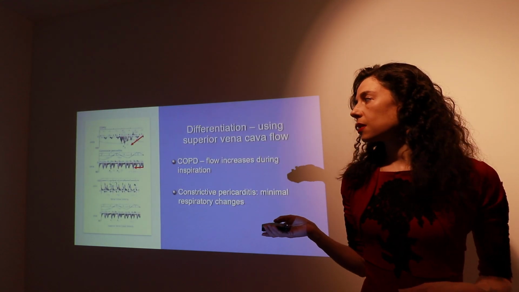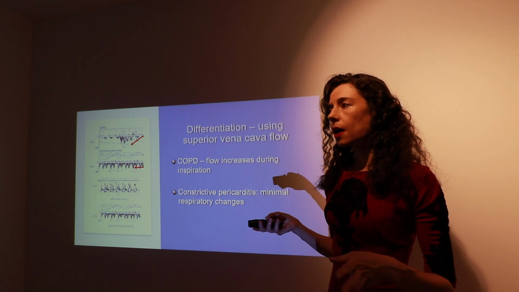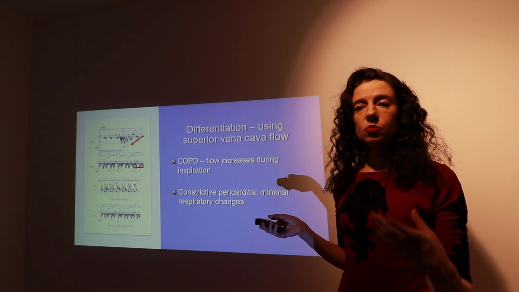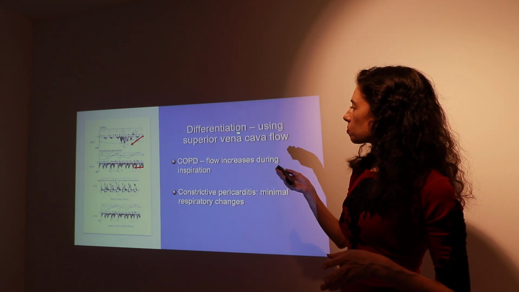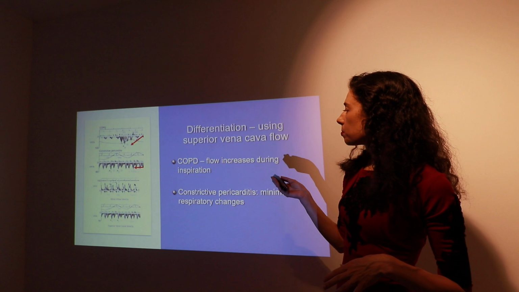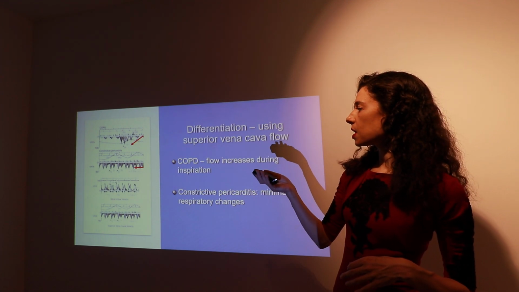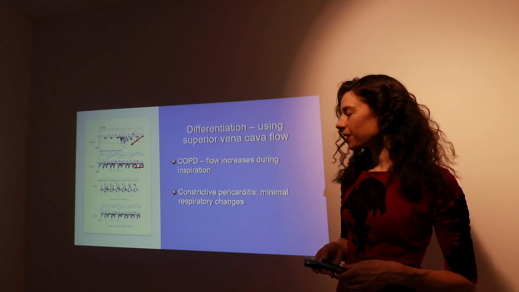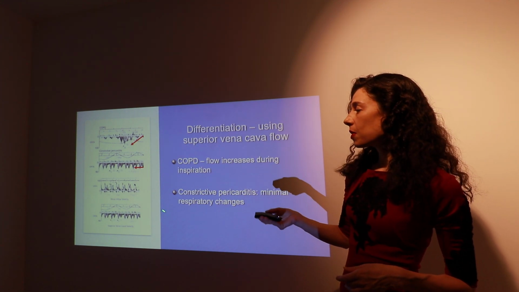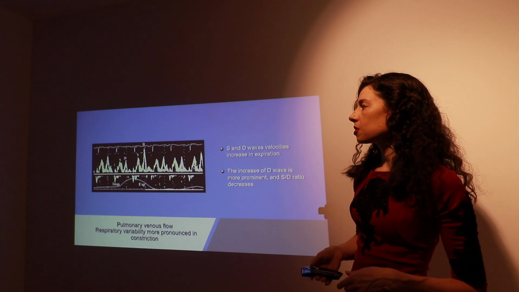How could we distinguish the COPD from constrictive pericarditis? It could be very easy with the flow in superior vena cava. In COPD, we have an increase in flow during inspiration, while in constrictive pericarditis, we have very minimal respiratory changes.